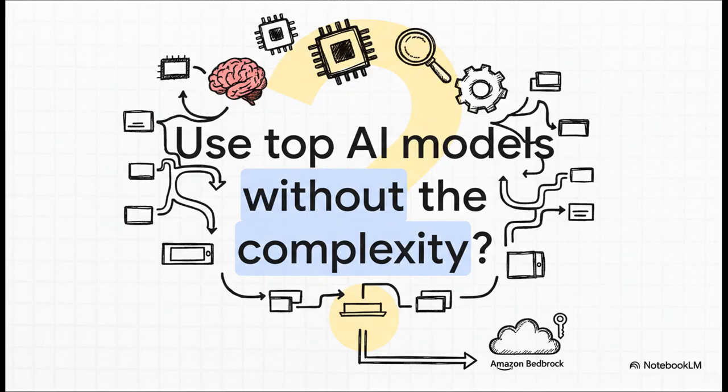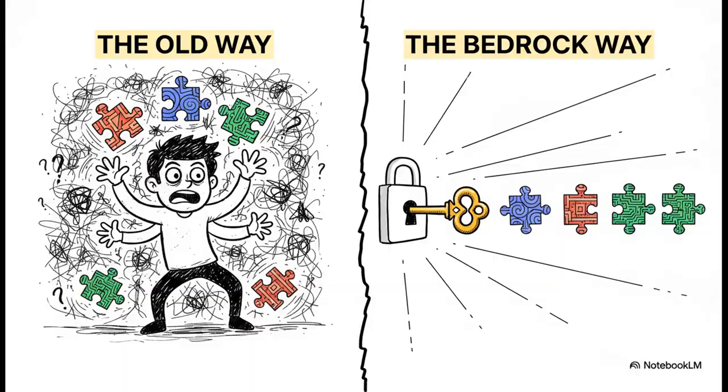But let's be honest, it's also a bit of a maze. Every model from every company has its own unique API, its own infrastructure headaches, its own quirks. It can get really complicated really fast. And this right here, this visualizes the problem perfectly. On one side, you have the old way, which meant you were literally juggling all these different complex integrations, a separate one for every single model you wanted to experiment with.